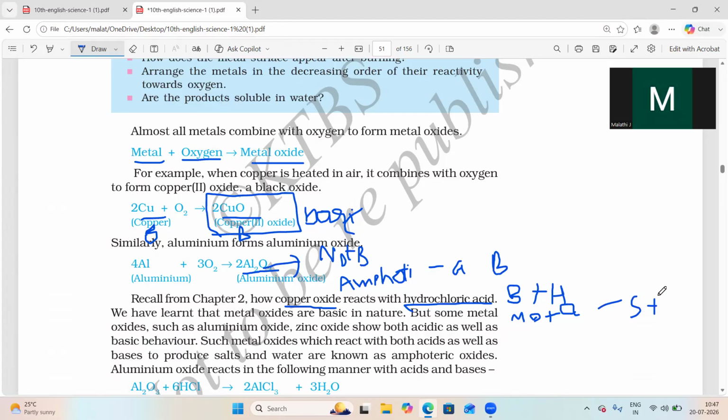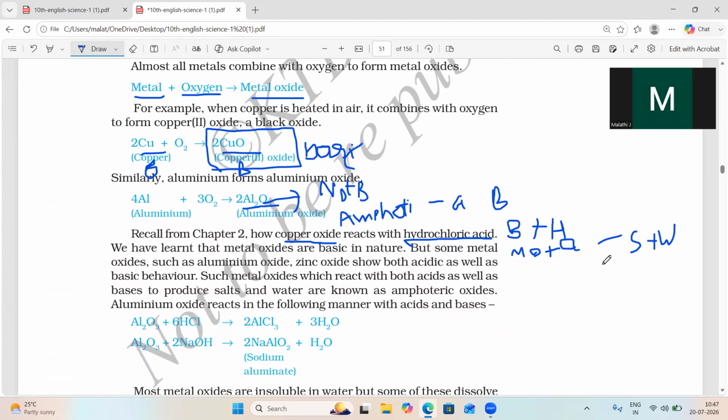So we can know why metal oxides can react with acids: usually metal oxides are basic in nature. A base cannot react with a base, but here a base reacts with the acid. That is why some metal oxides, such as aluminium oxide and zinc oxide, have both acidic as well as basic behavior. They react with acids as well as with bases to produce a salt and water. When an acid and a base react with each other, the products we get are salt plus water.